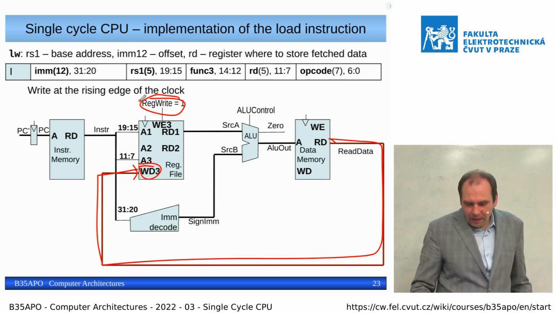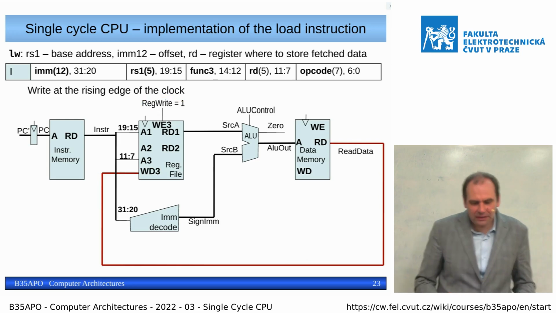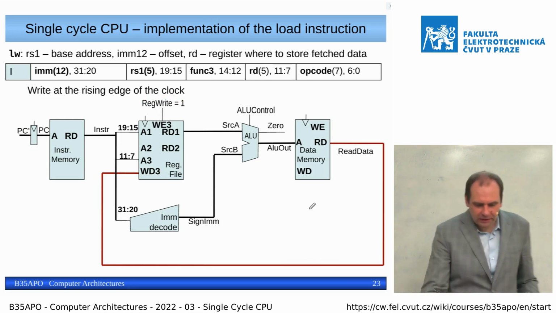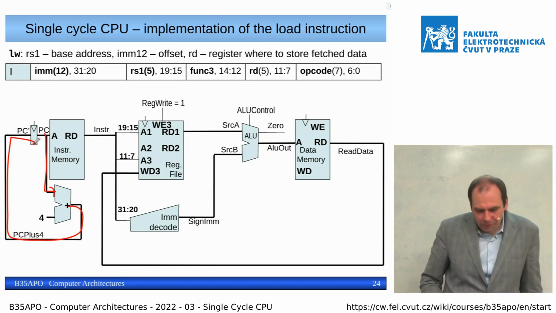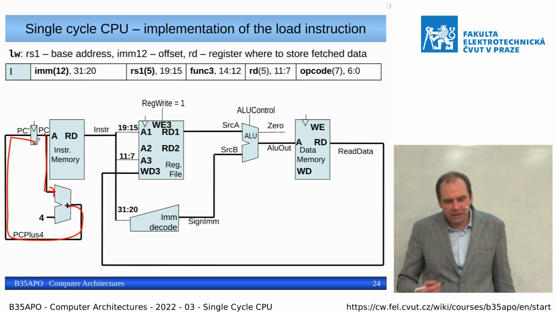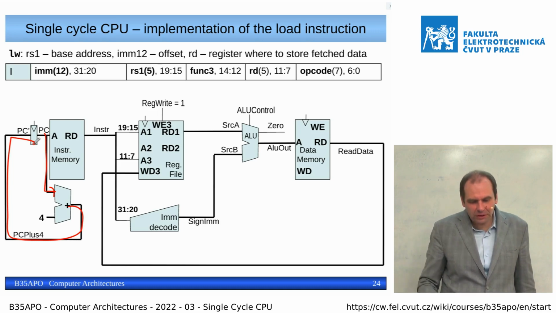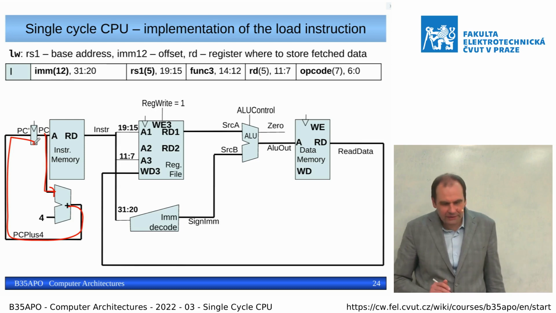Simple. There is one thing missing still. We need to advance our program counter to the next instruction. So we add there the increment by 4 to the next instruction. And now if we have a sequence of load word instructions, then we can execute one after another.